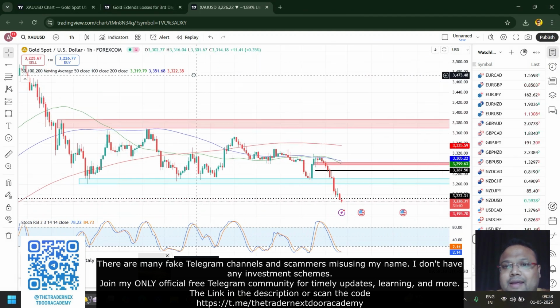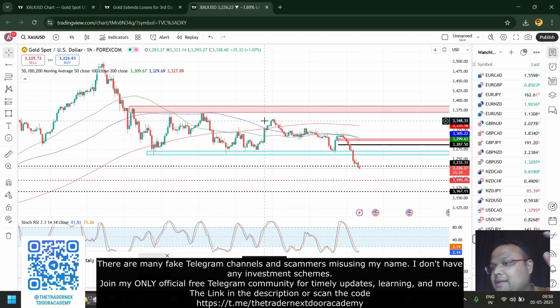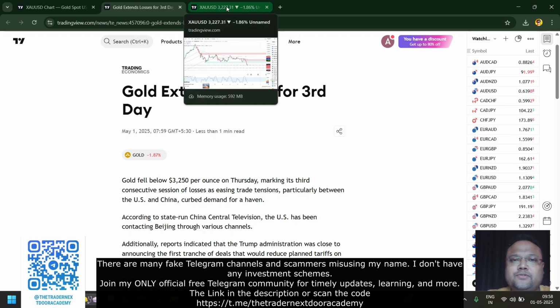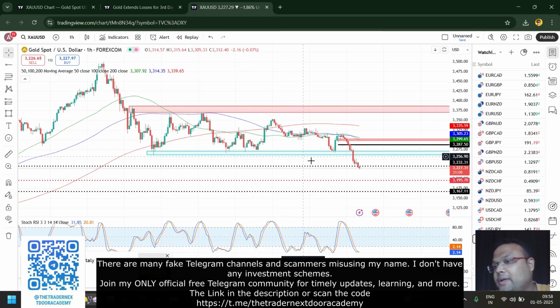But obviously use your common sense and keep in touch with the news as well, because globally things are not very stable right now. And if you look at the present market sentiment, you can see gold extends losses for a third day. Gold fell below 3250 per ounce on Thursday, marking its third consecutive session of losses as easing trade tensions, particularly between the US and China, curb demand for a haven. So the trade war threat is easing.